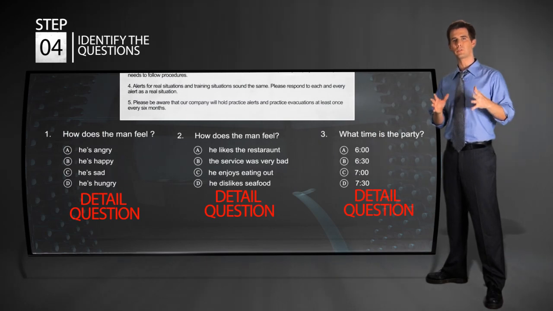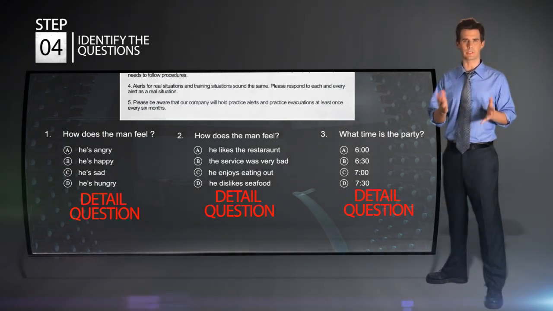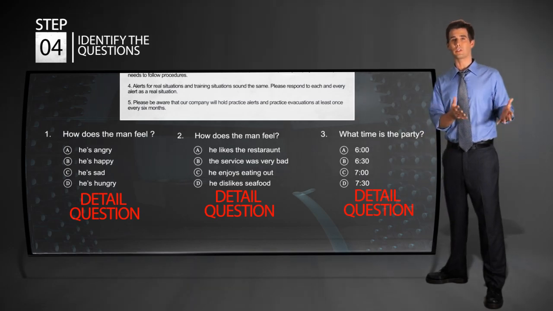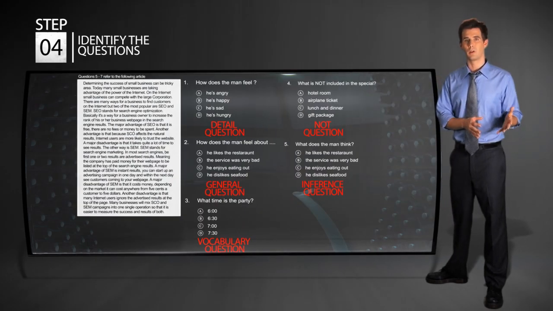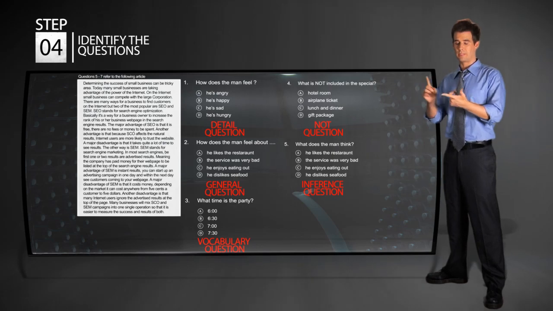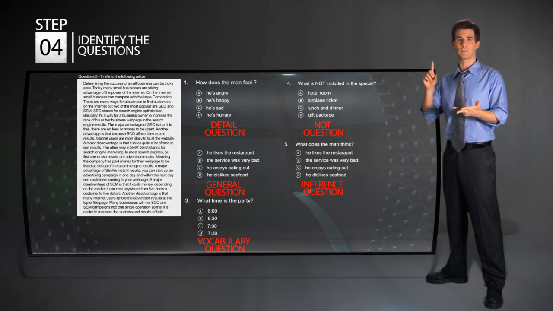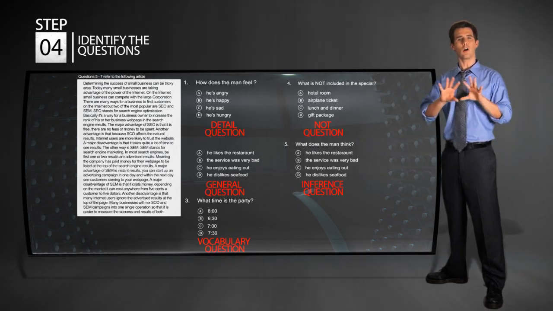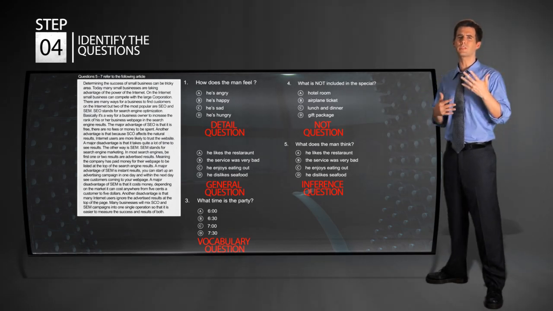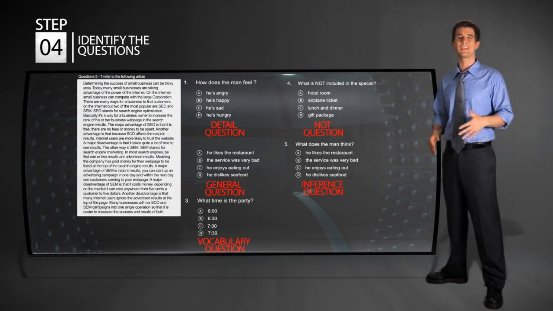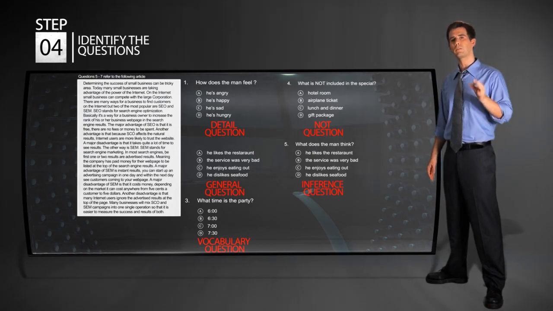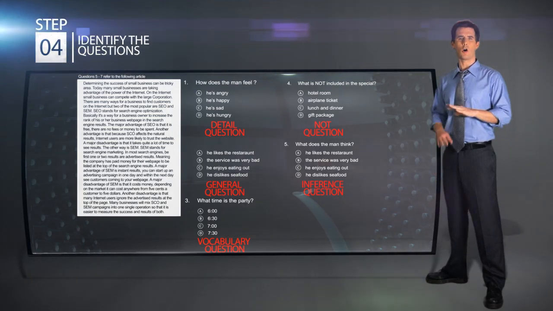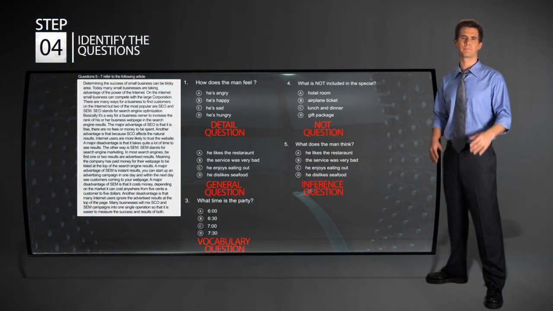Now, each short reading passage is a little different. So maybe this short reading passage only has detailed questions, or this one has detailed questions, general questions, vocabulary questions, and not questions. Remember, they're all a little different. So if you don't see one type of question, it's okay. Now let's review really quick how we can identify all the different types of questions.